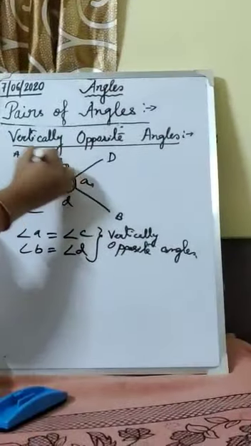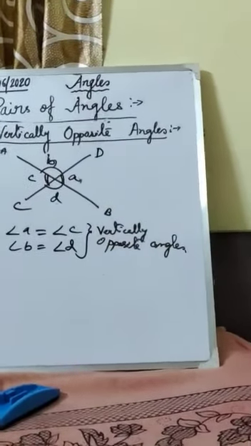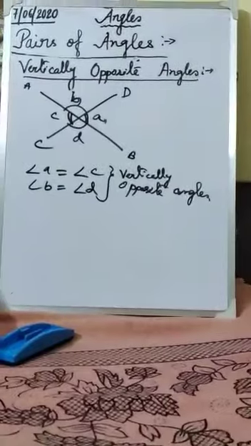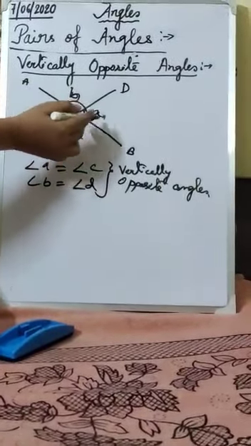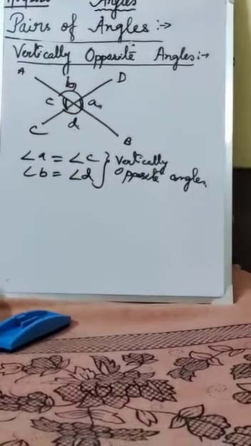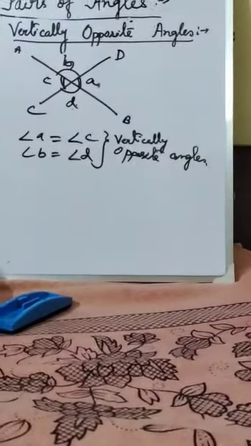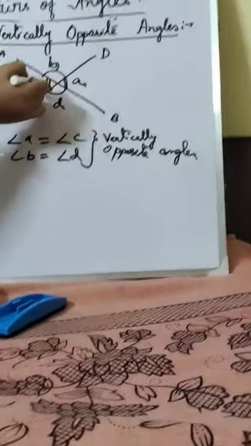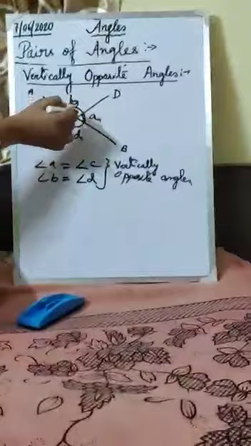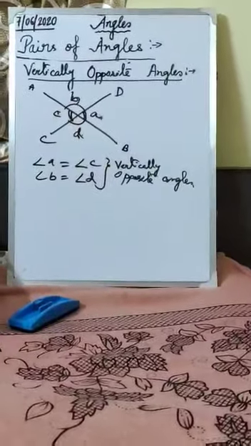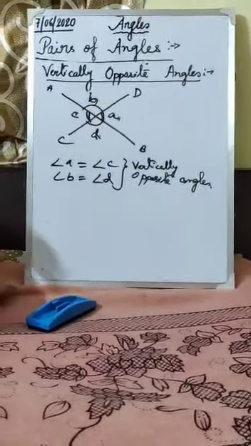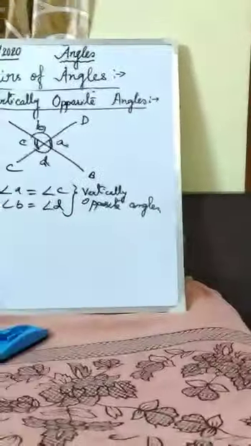So vertically opposite angle, I think you understand what is the meaning of vertically opposite angle. When two lines cut each other, then two sets of opposite angles are formed. Each set means one opposite set is A and C and another opposite set is B and D. So each set is known as vertically opposite angle.